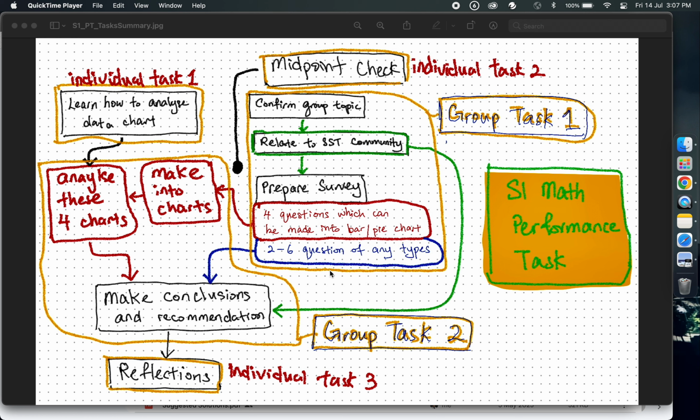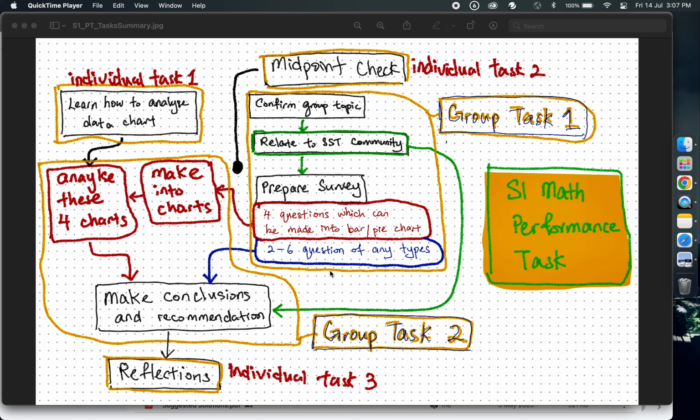So my recommendation is you could prepare up to 10 questions, even 12 questions, 15 questions, and out of these 10 to 15 questions, you have 4 of them which can be made into bar chart or pie chart. So think very carefully, and of course try to avoid questions that are either yes or no. I mean, if it's just a question that gives you yes or no, it will not make very good charts for you to analyze. So it means that your final score, the quality of your report, will be diminished.